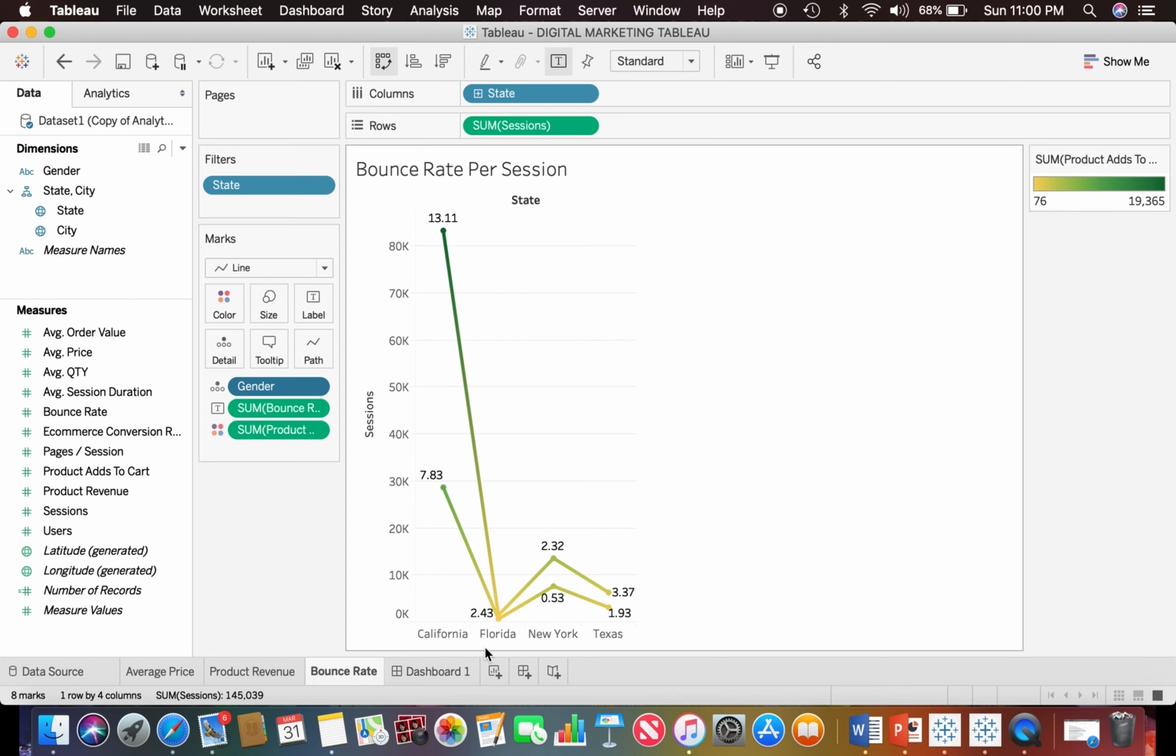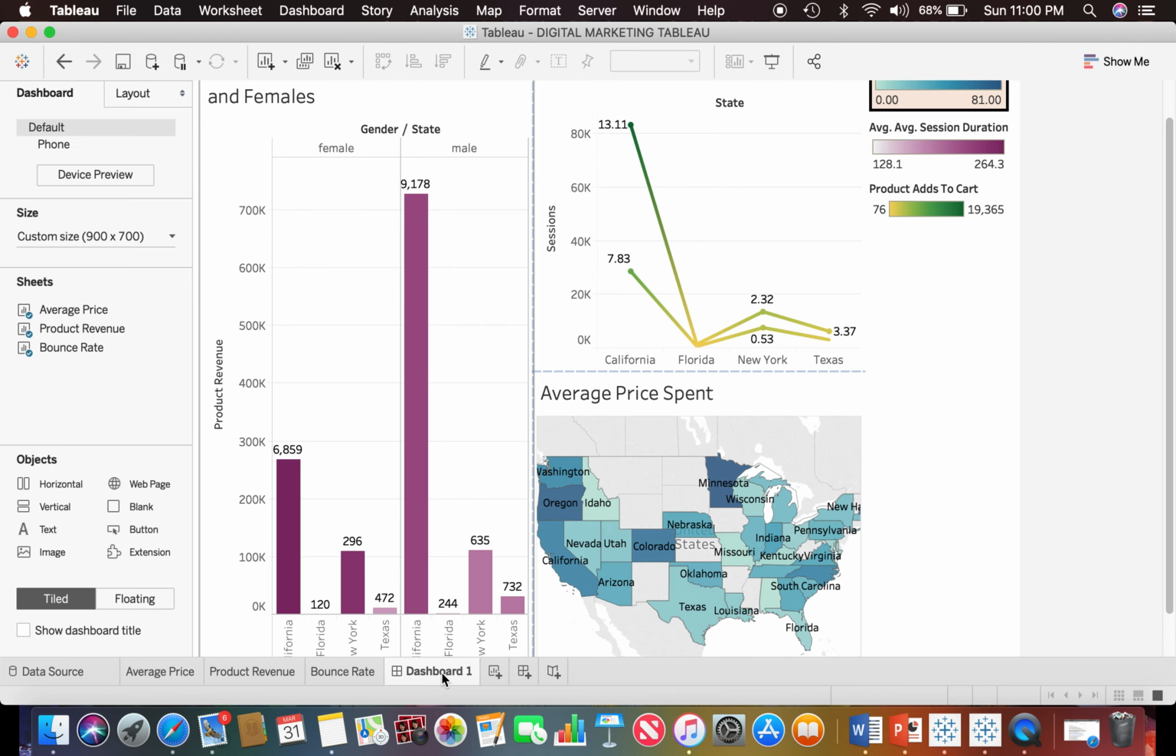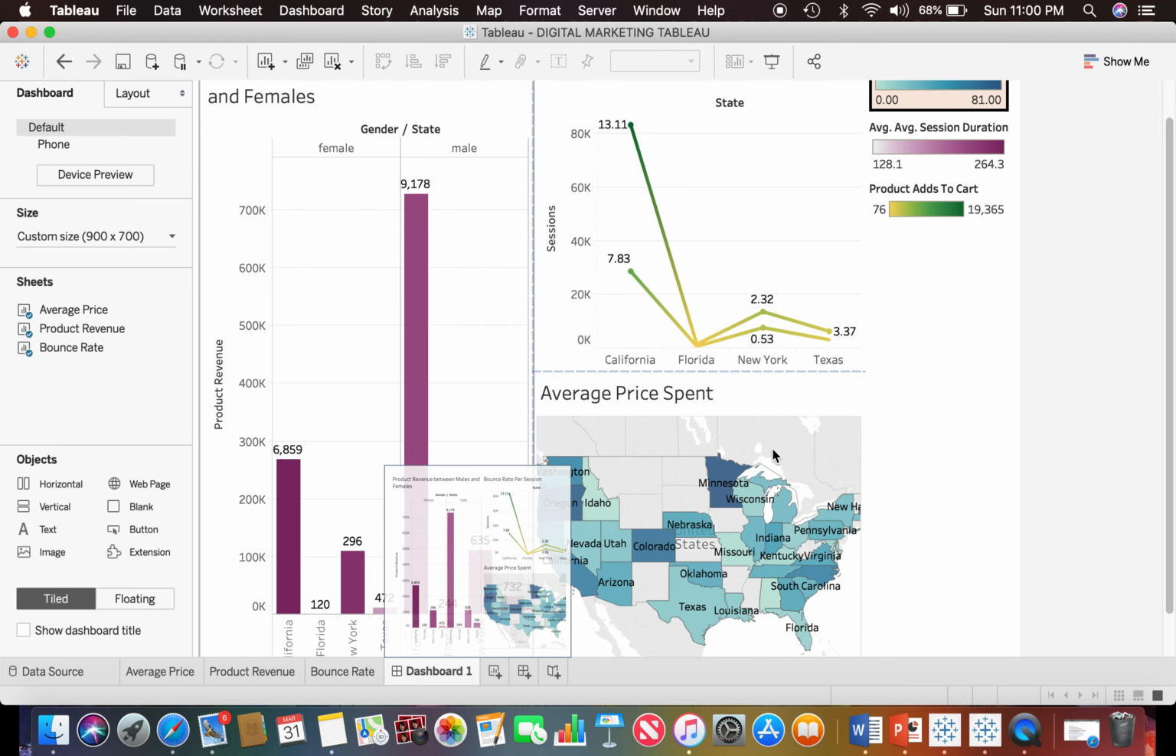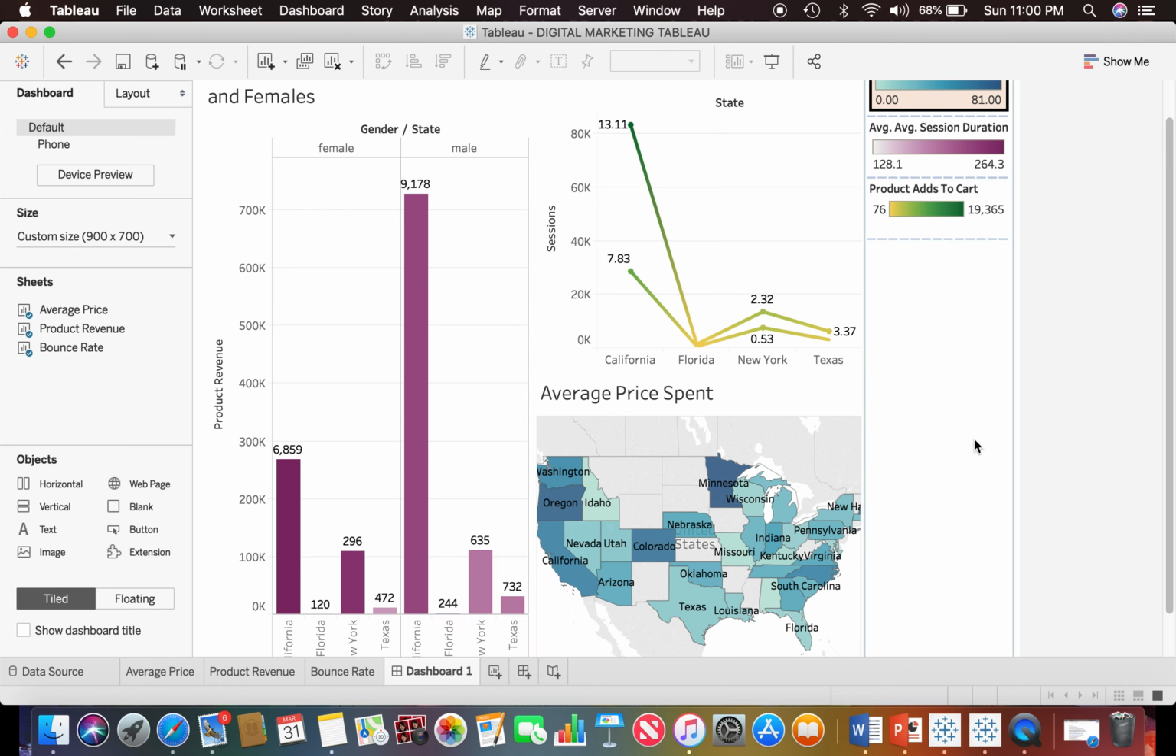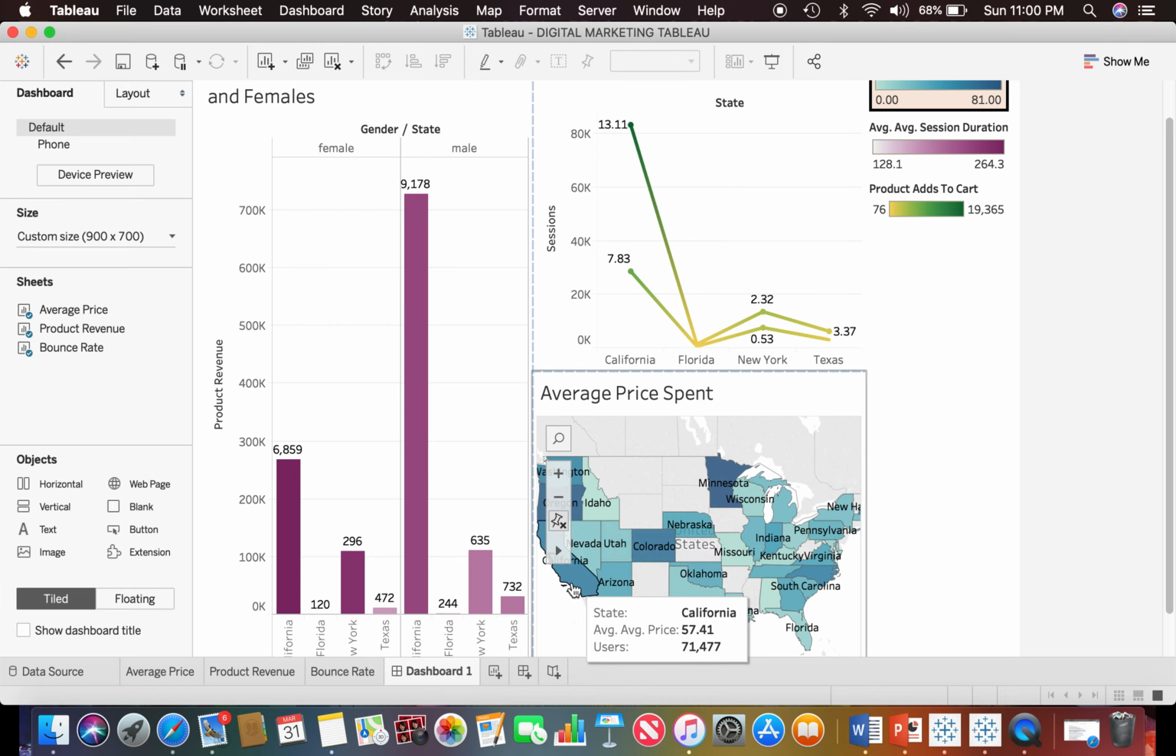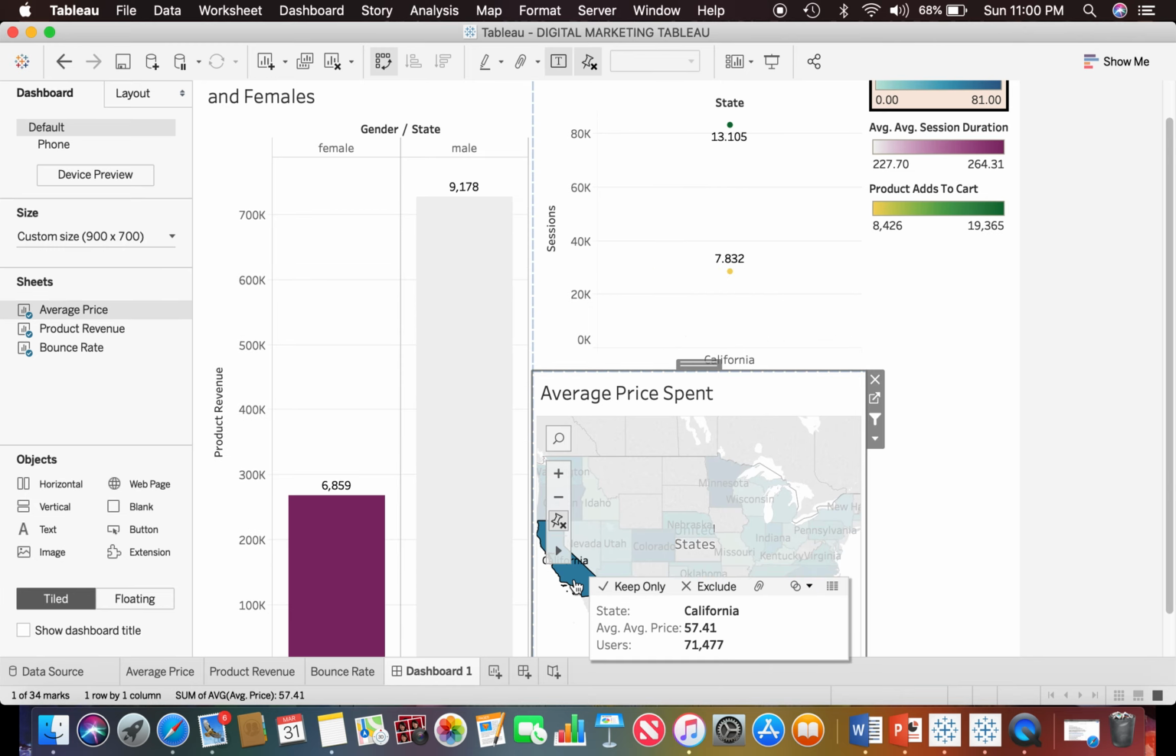In my dashboard, it's an easier visualization, basically seeing how all this information combines with one another. So what I'm going to do is click on the 4 major states that I decided to do my dashboard on, which is going to be California.